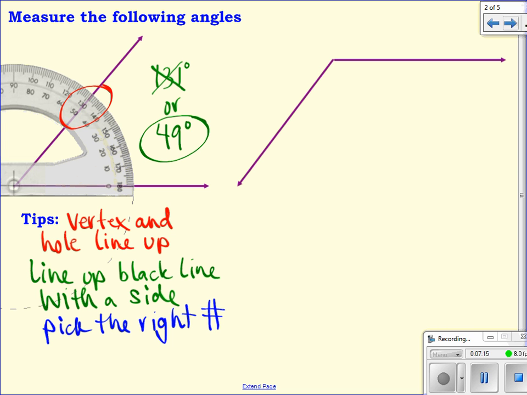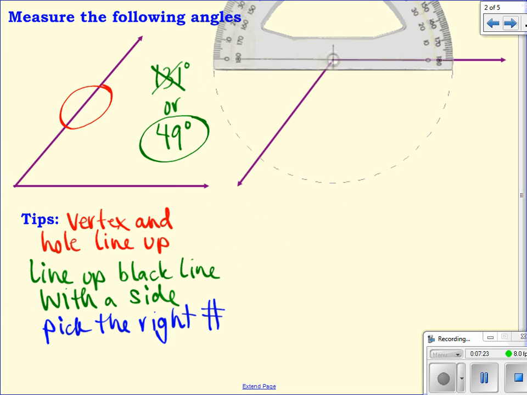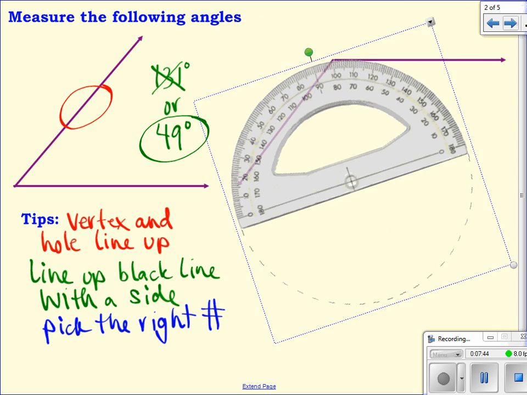Okay, so I'm going to follow these tips that you guys told me on this one. But something doesn't look right. What do you sometimes have to do? Flip the angle or flip the protractor would be a little bit easier. Sometimes you can flip your paper. I can't flip my smartboard very easily, so I'm going to do this.